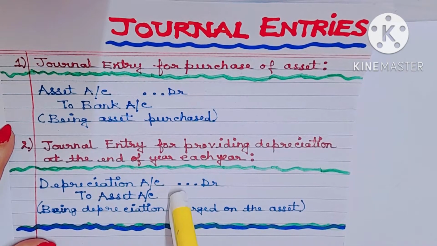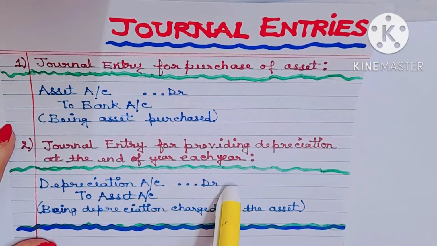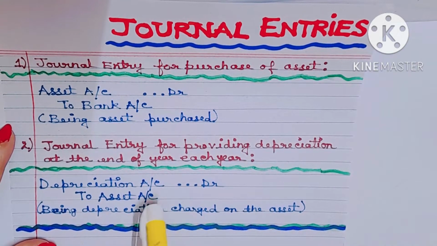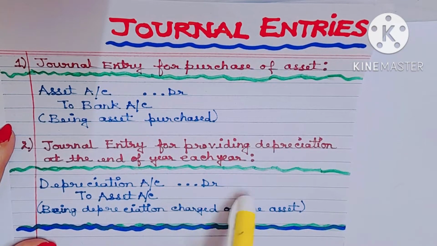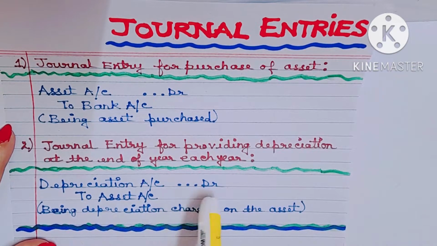We have done this journal entry in the first chapter, journal. Depreciation comes under nominal account. According to nominal account, all losses and expenses debit. So depreciation is a loss and expense for the business. So that is the reason depreciation account is always debit. Asset account is credit because asset comes under real account. According to real account, what goes out is credit. But here asset does not go out from the business, but the value of the asset gets reduced.